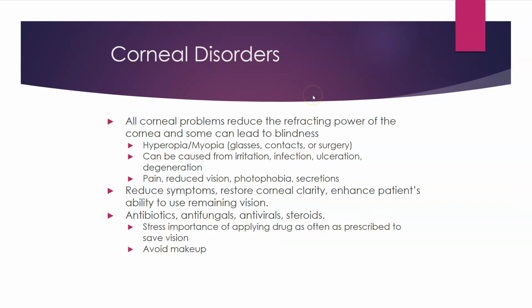Corneal disorders, so this could be the simple things such as hyperopia and myopia, so that's farsighted, nearsighted type of situation. That can be corrected with glasses, contacts, or surgery. Otherwise, it could be other things related to irritation, infection, ulceration. Signs and symptoms could be reduced vision, pain, photophobia, and secretions. And so it can affect vision, so of course we want to work on this and fix it. Treatment can include antibiotics, antifungals, antivirals. Try to avoid makeup, try to avoid anything that's touching those eyes until we heal that infection.